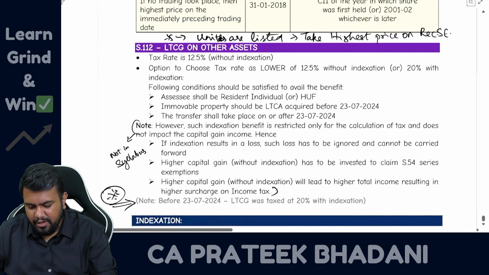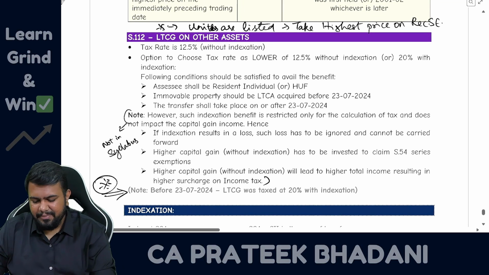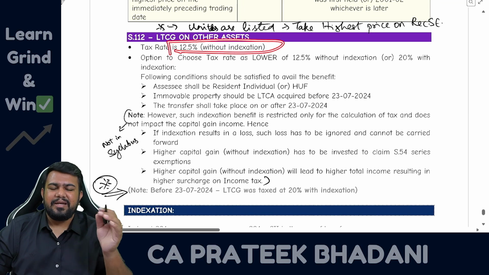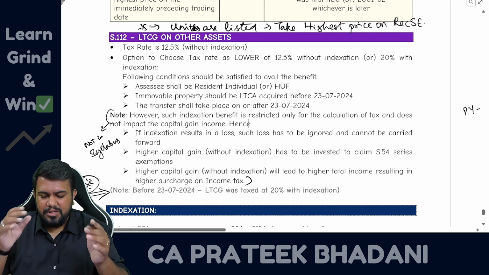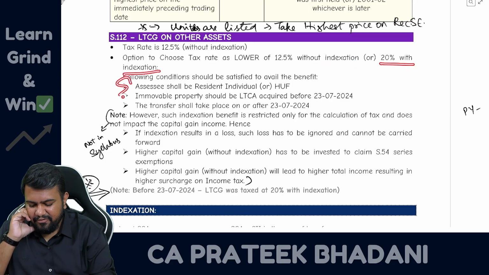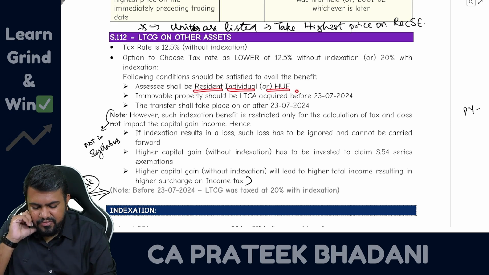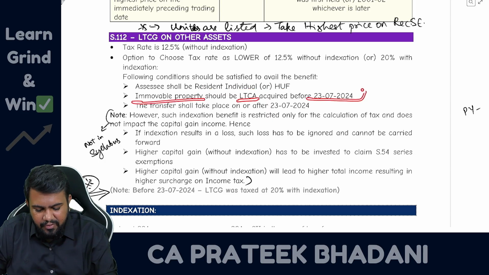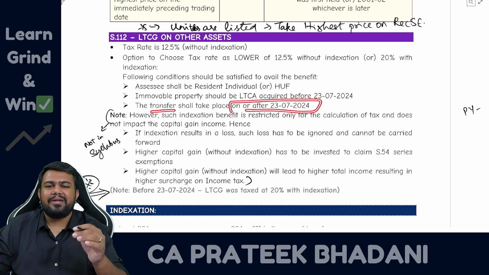Now let's talk about long-term capital gain on other assets. In case of other assets, long-term capital gain tax is 12.5% without indexation. However, there is an option to choose the lower of 12.5% without indexation or 20% with indexation if these conditions are satisfied. So what are the conditions? The assessee should be a resident individual or HUF, and the asset should be an immovable property, being a long-term capital asset acquired before 23/7/2024, and the transfer should take place on or after 23/7/2024.